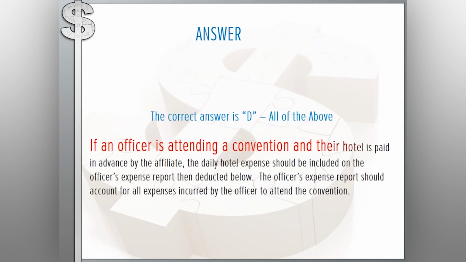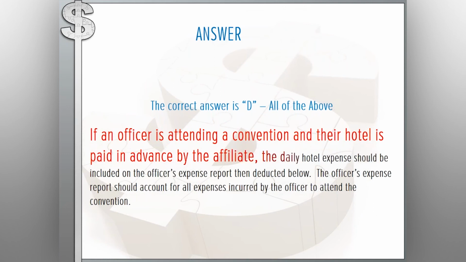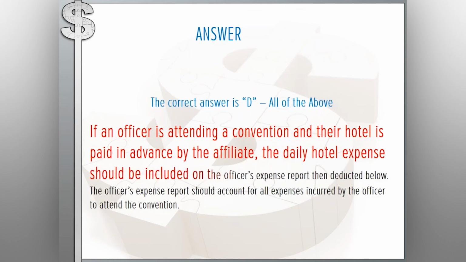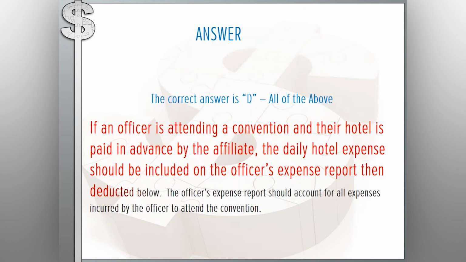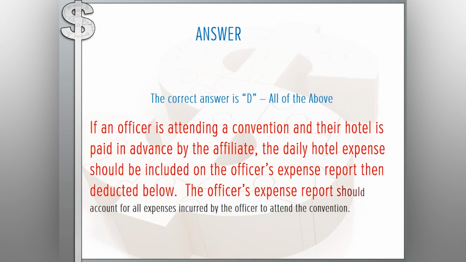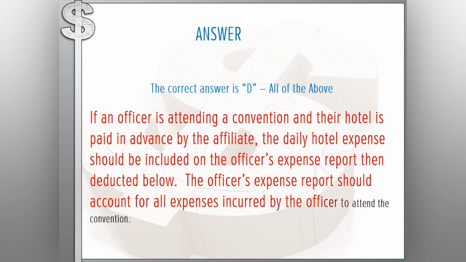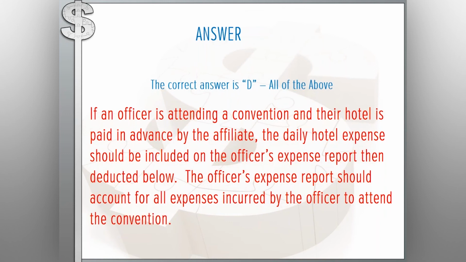If an officer is attending a convention and their hotel is paid in advance by the affiliate, the daily hotel expense should be included on the officer's expense report, then deducted below. The officer's expense report should account for all expenses incurred by the officer to attend this convention.